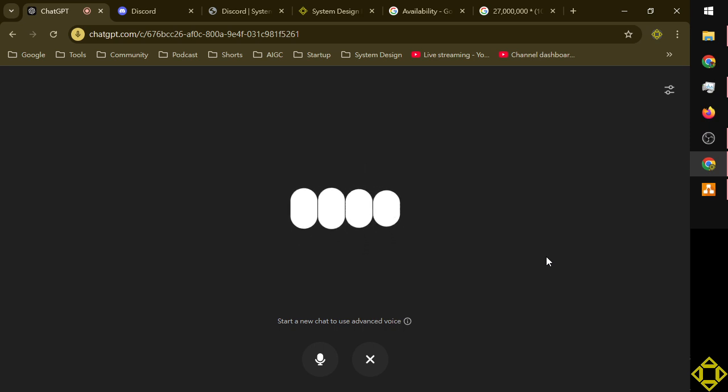Yes, using a relational database like SQL can be a fair choice for a URL shortening service.